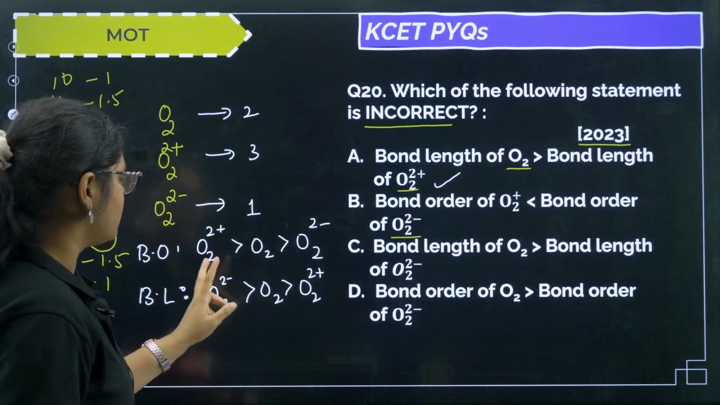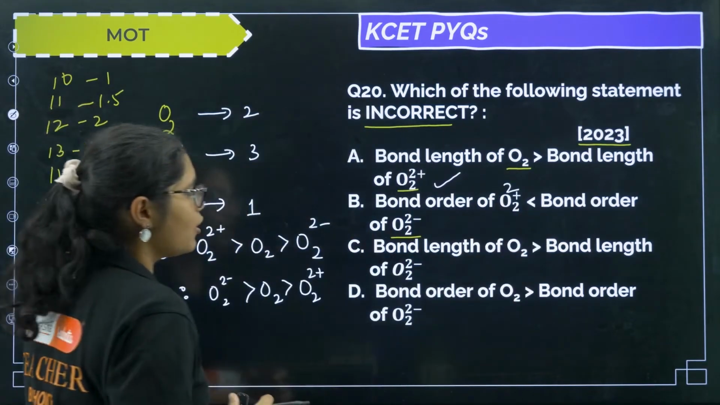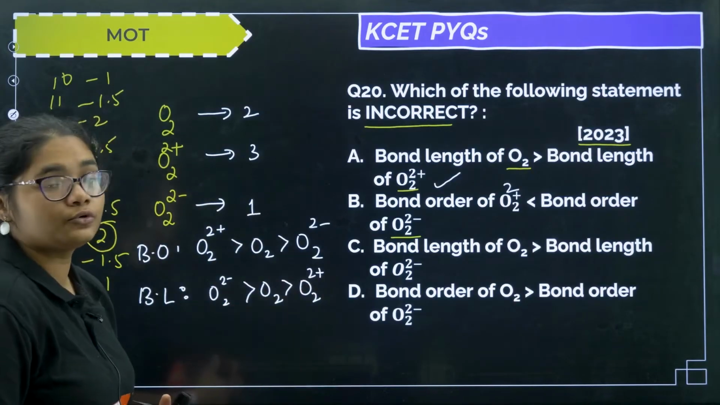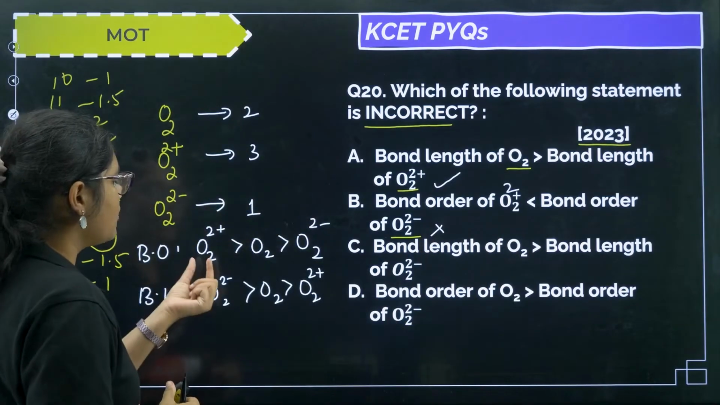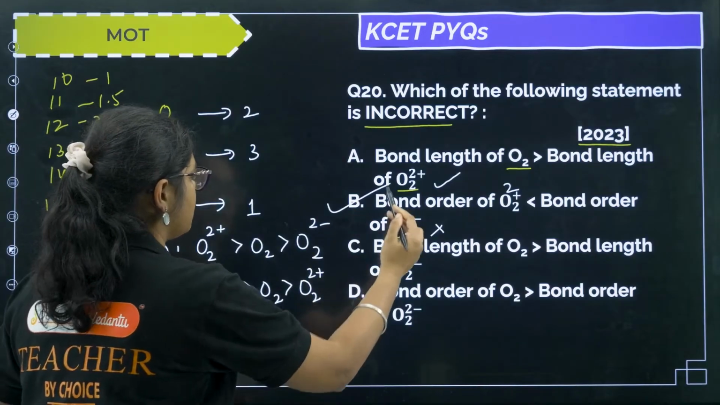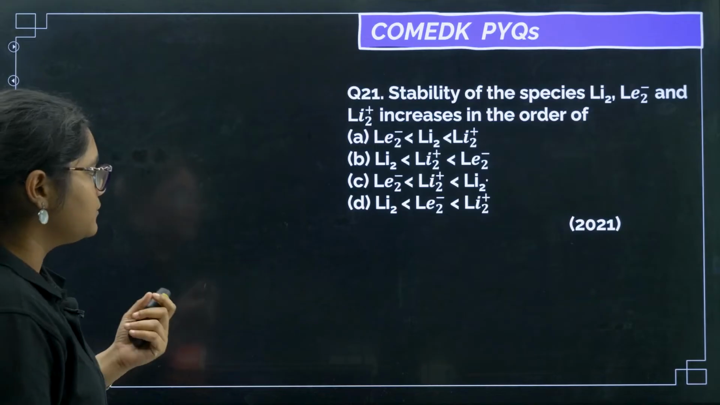Next, the bond order of O2 2 plus is less than the bond order of O2 2 minus. No, this is incorrect, because we can see that the bond order of O2 2 plus is greater than that of O2 2 minus. So this is the incorrect statement, option number B. Okay, next, question number 21.